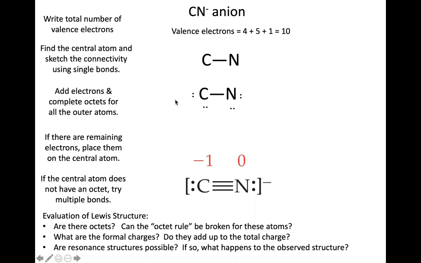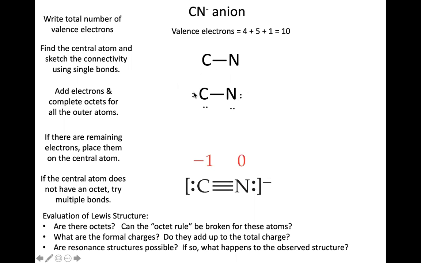Okay, so here's my work for this. My first step is let's draw a single bond between the two of them. Next step is we need a total of 10 valence electrons. So let's count 2, 4, 6, 8, 10. This would be a total of 10 valence electrons.